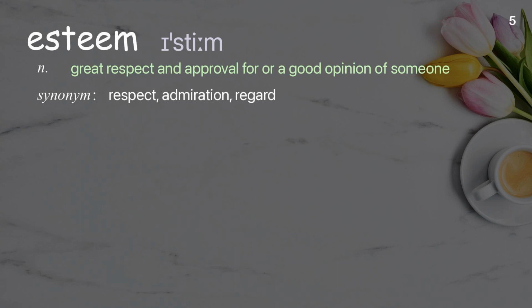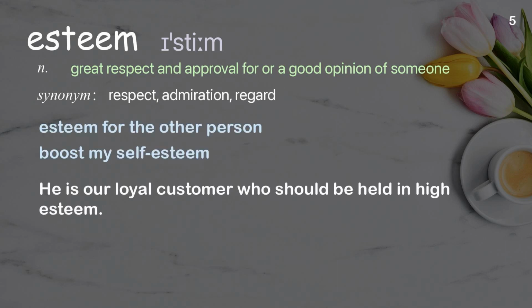Esteem. Great respect and approval for or a good opinion of someone. Examples: Esteem for the other person. Boost my self-esteem. He is our loyal customer who should be held in high esteem.